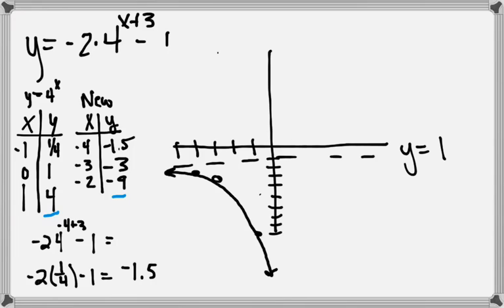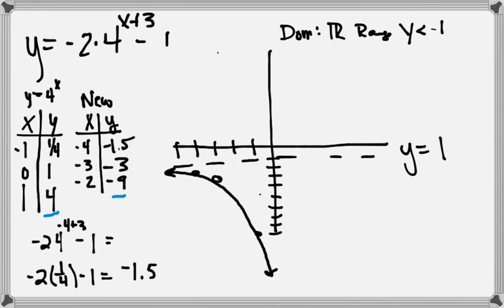So let's walk through all of the pieces that we had to do here. The first thing was domain. That's pretty easy. What's the domain of this problem? Domain would be all real numbers. Good. And the range? Y is less than -1. Good.